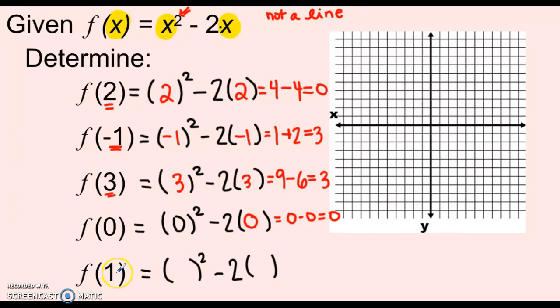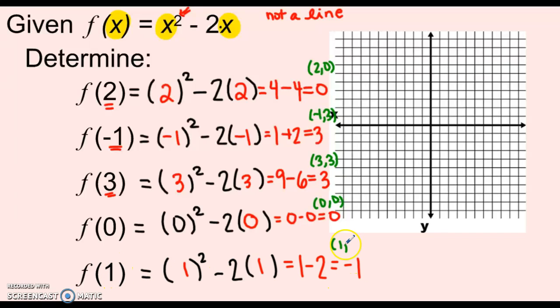f of positive 1 is 1 squared minus 2 times 1. 1 squared is 1 minus 2. That gives me negative 1. So I'm going to graph all of these. Input, output, input, output. Other vocabulary we've used: domain, range. Domain, input is 1, output is negative 1.